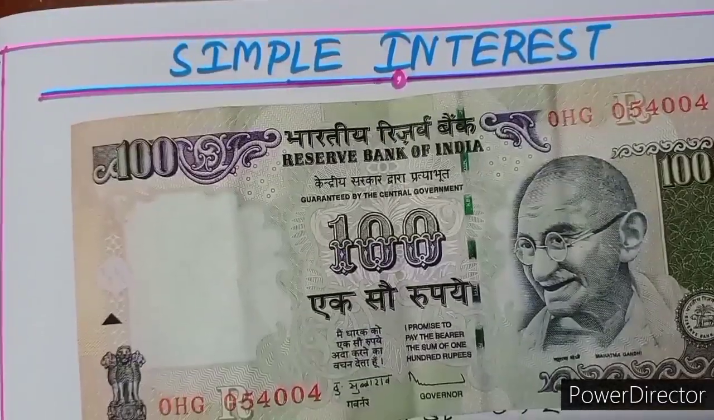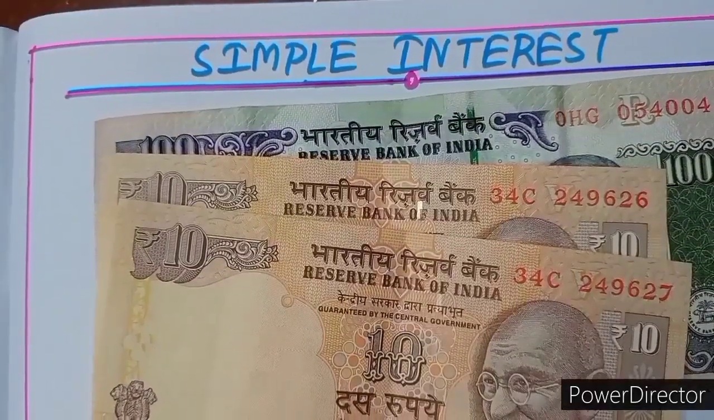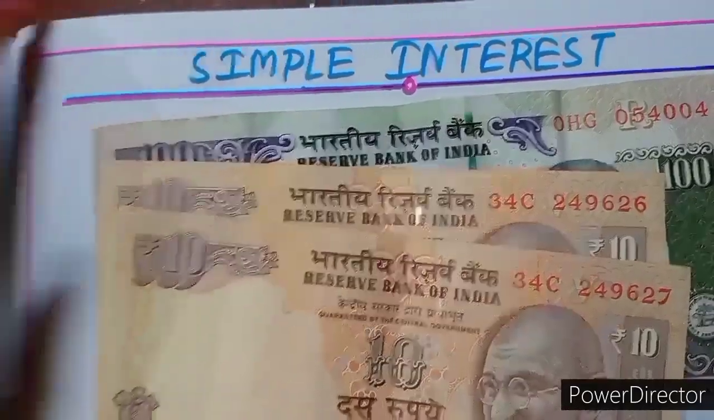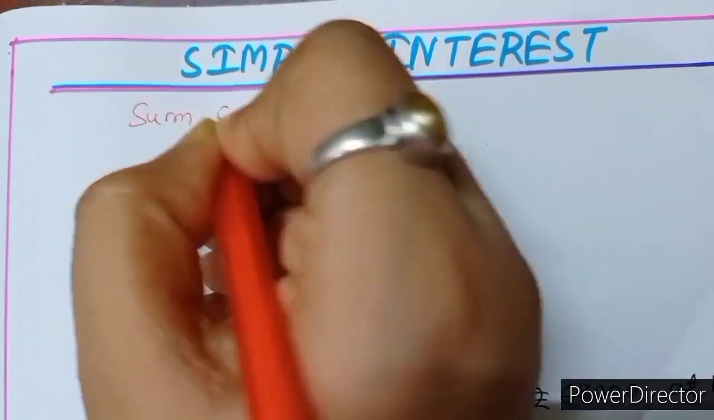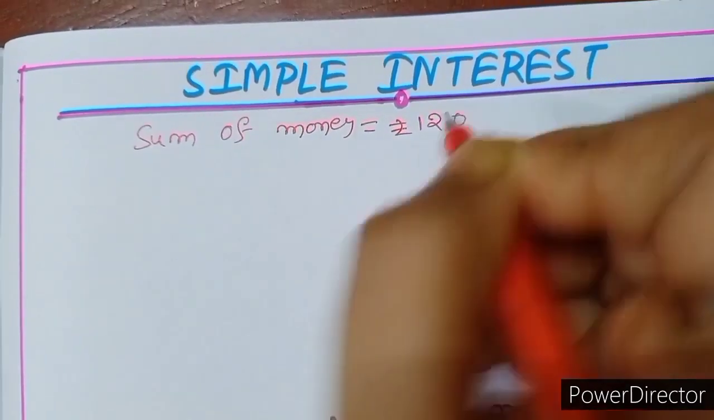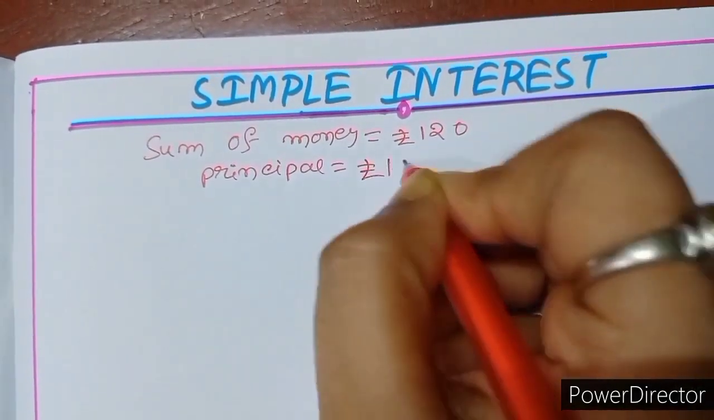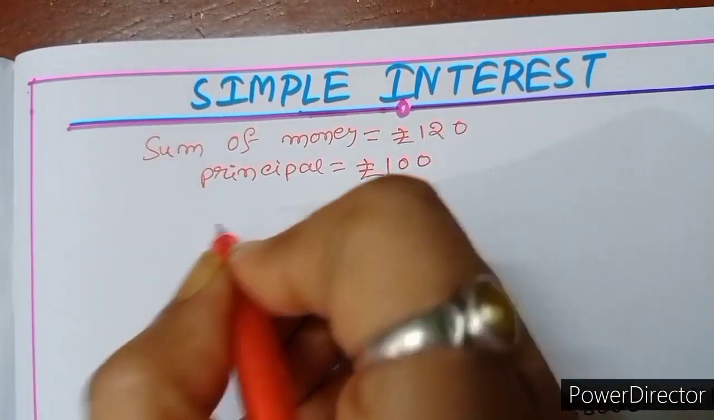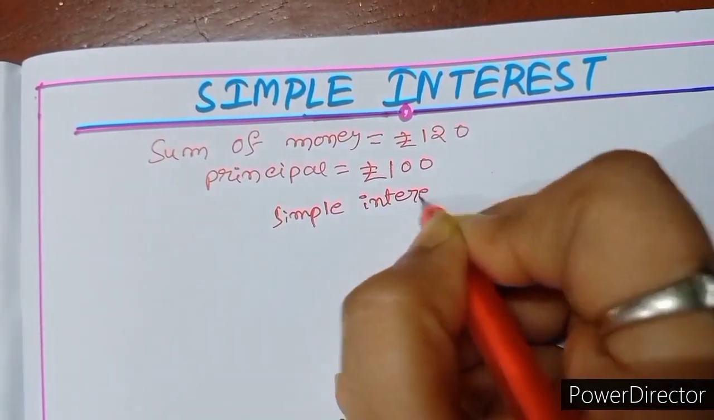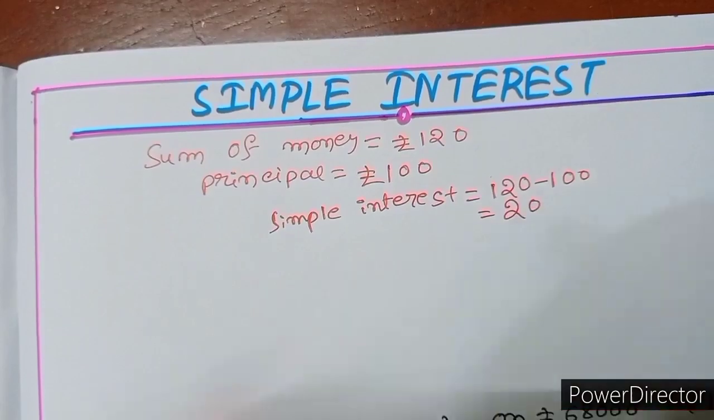Suppose we deposited the money for 2 years. So after 2 years, we get back 120 rupees. So the sum of the principal deposited and the interest earned is 120 rupees. So sum of money equal to 120 and principal equal to 100 rupees. So the simple interest, or the interest, equal to 120 minus 100 equal to 20 rupees.